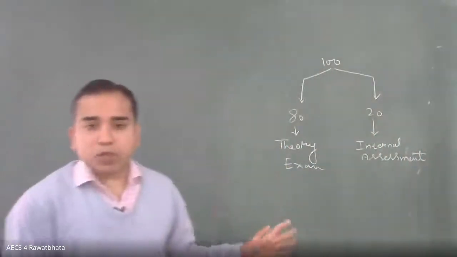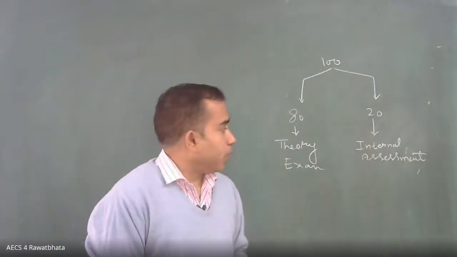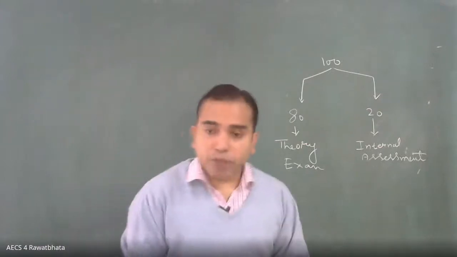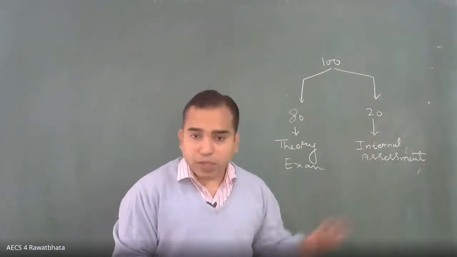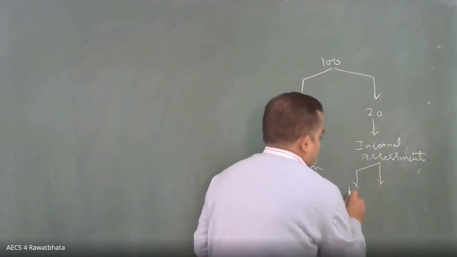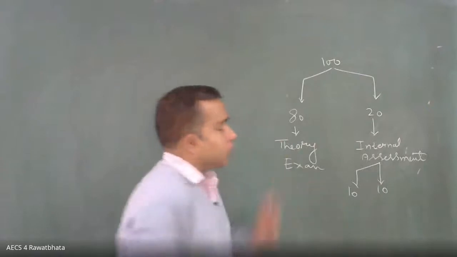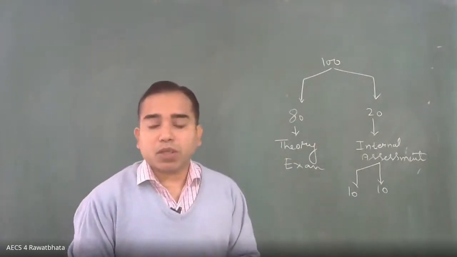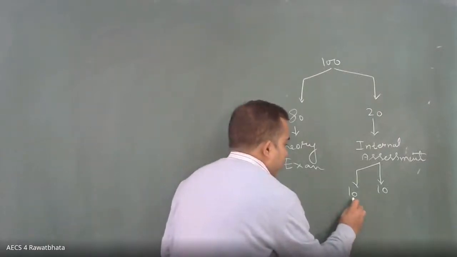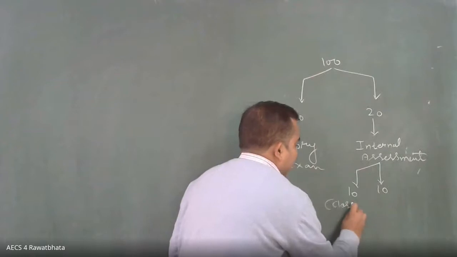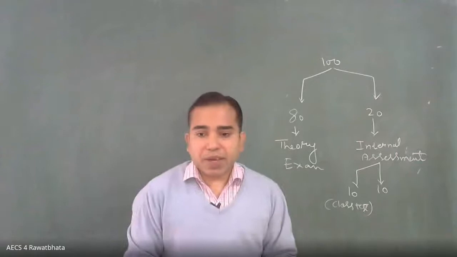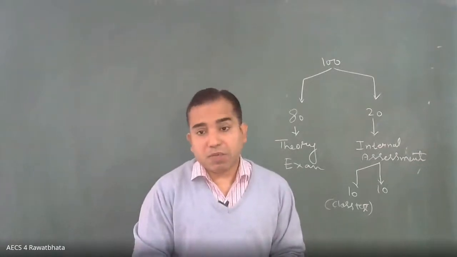The same procedure was there in class 11th also, but you might have forgotten. So I am reminding you that the 20 marks of internal assessment also have a split. It is like this: 10 plus 10. These 10 marks will be based on the class tests, whatever tests the school is conducting. So appearing in each test is very important.